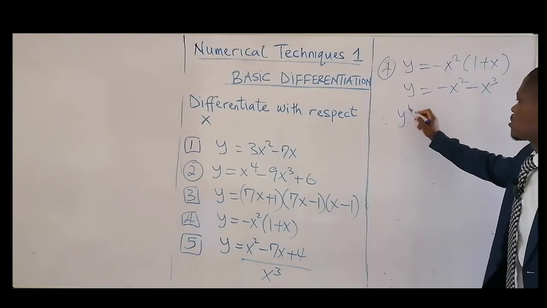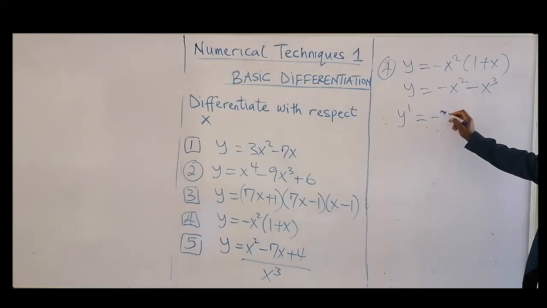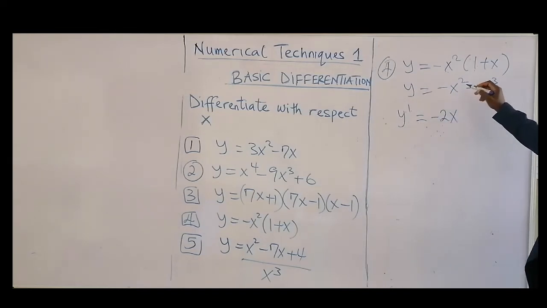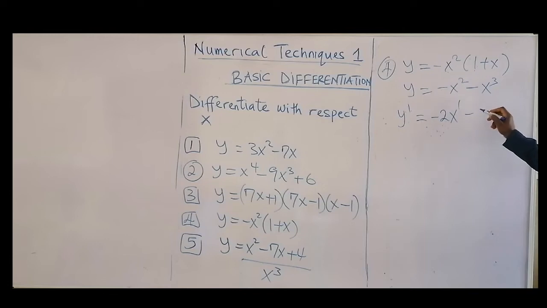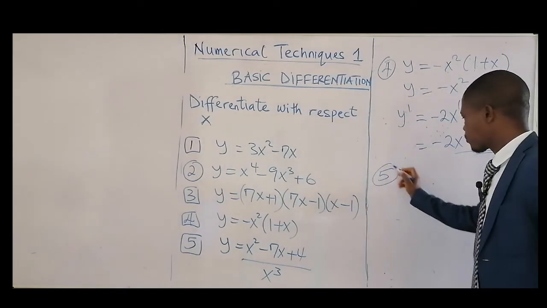Then dy/dx, the differential coefficient, will be equal to: the power will go to the front, that's minus 2, and then 2 minus 1, that's power 1. Then that will be minus 3, which will go to the front. That's 2x. Anything to power 1 is that number. So that will be 3x squared. So that finished that. Then the last one, question 5.